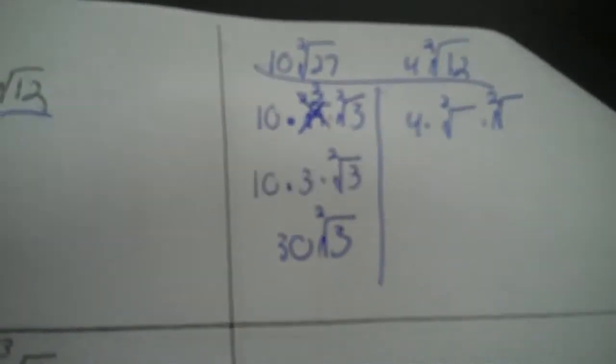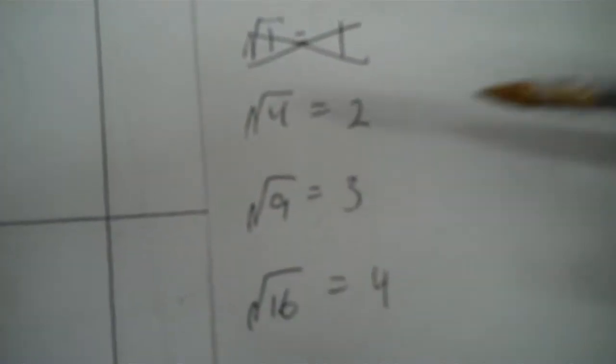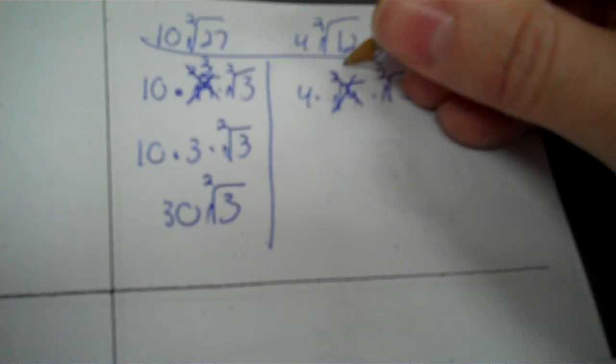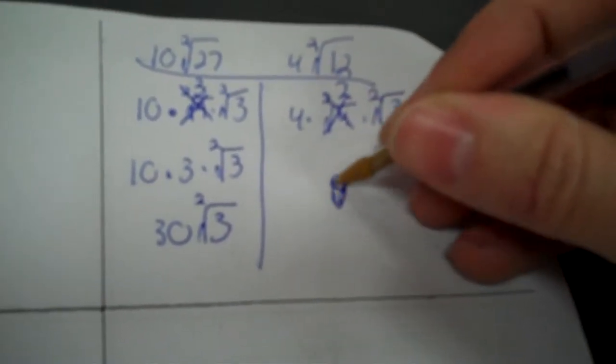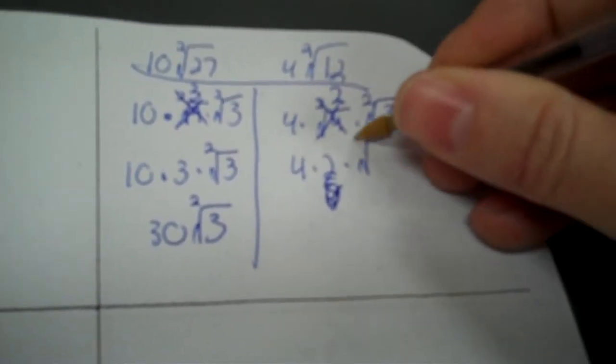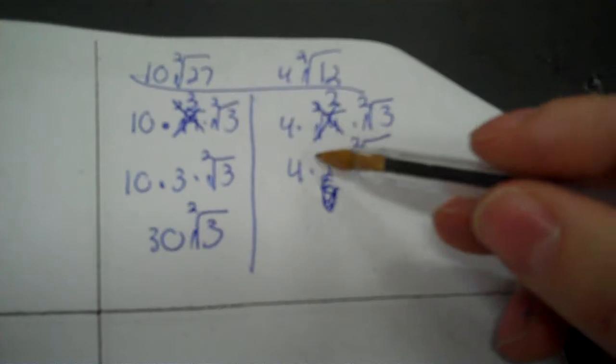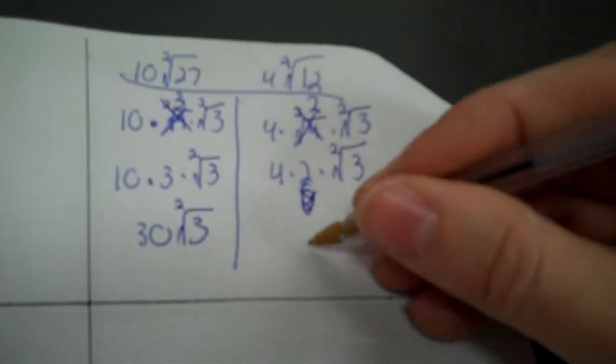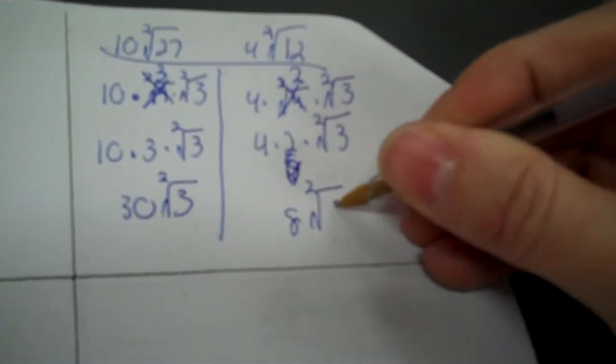Now the game's the same here with the 12, okay? 12 divided by 9 doesn't work. If you divide by 4, you get 3. So this becomes 2. So 4 times 2 is 8. Whoops, I'll show my work better. 4 times 2 times radical 3. And then I can multiply 4 times 2. So that's going to be 8 square root 3.